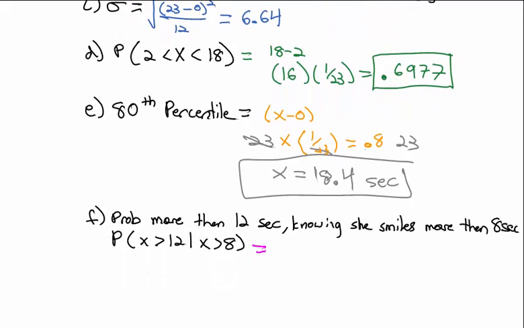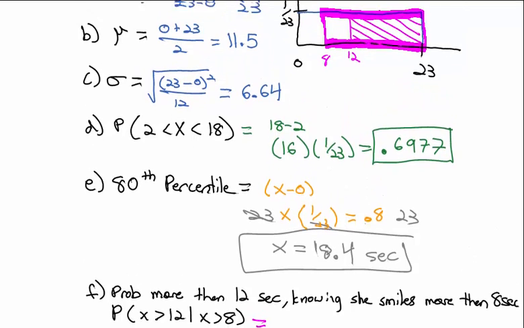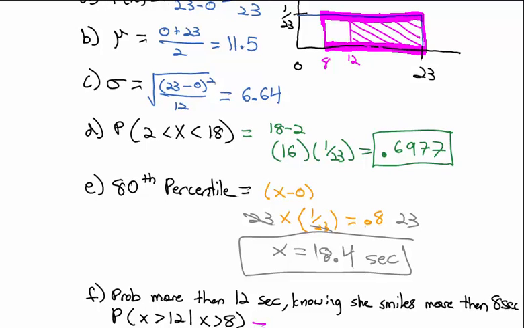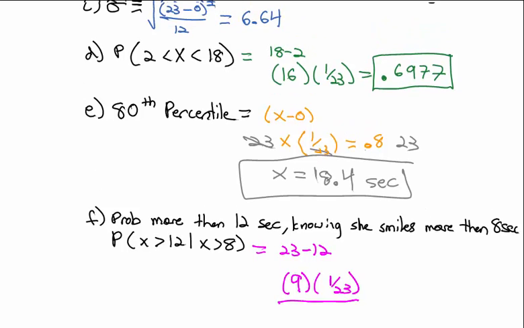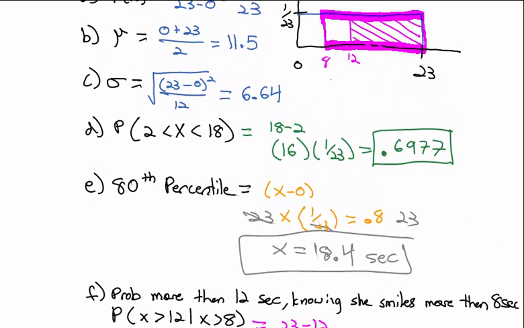So we want the probability of both, the probability that we're more than 12 and more than 8. Well, that's just from 12 to 23. 23 minus 12, that base is 9, times the height, which we know is 1 over 23, over the probability of the given information. We're given that x is greater than 8. So now we're just going from 8 to 23.